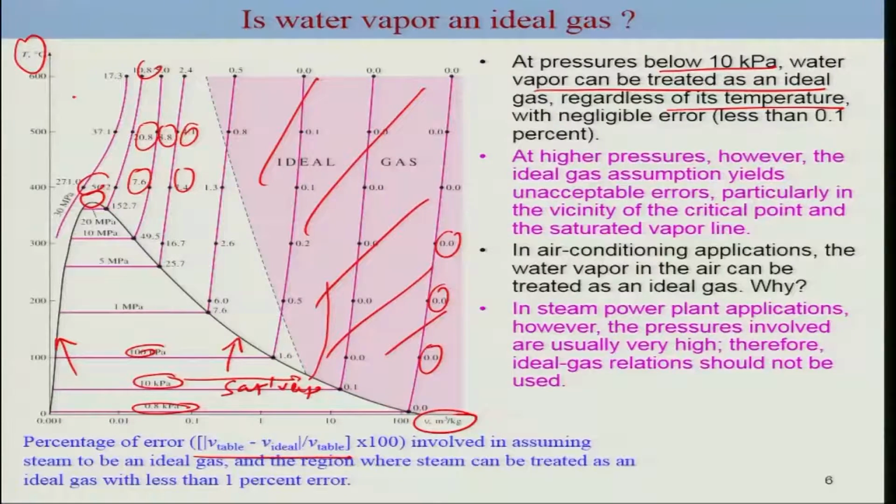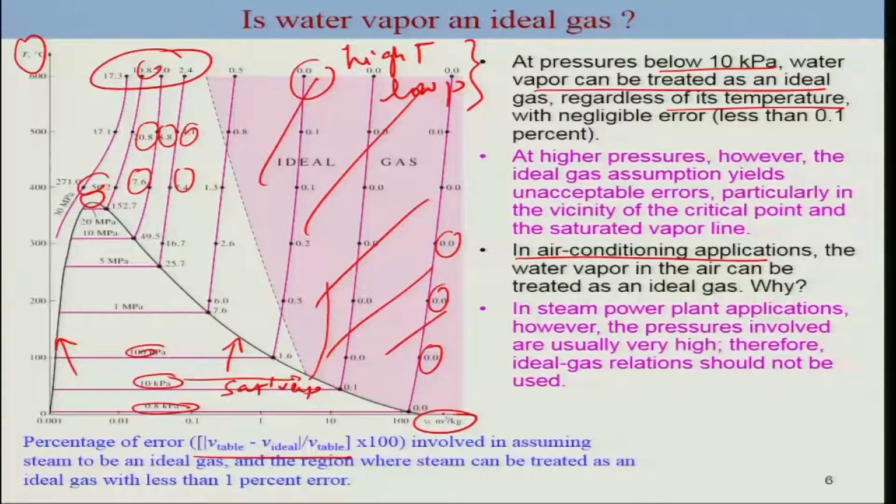So that means even if you increase the temperature, this is extremely high temperature. Okay, high temperature, low pressure. So with high temperature, low pressure, the ideal gas approximation works. On the other hand, if you increase the pressure, the deviation is quite large, and hence it's not going to work. Near the critical point, of course, it is not going to work. So in case of an air conditioning application, can we make use of ideal gas approximation? And the answer is yes. Why? Because the pressure of air conditioning applications is very low.